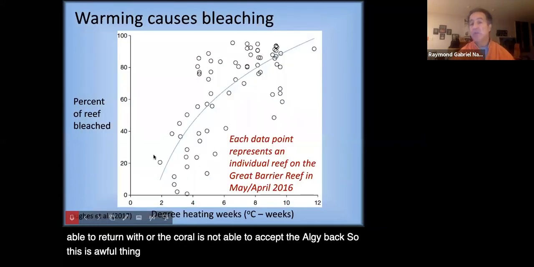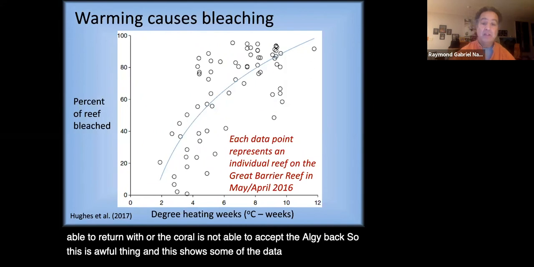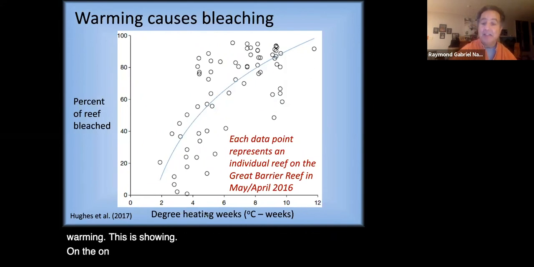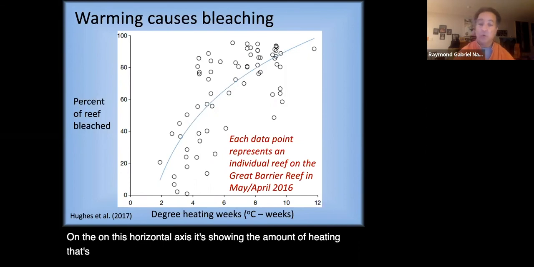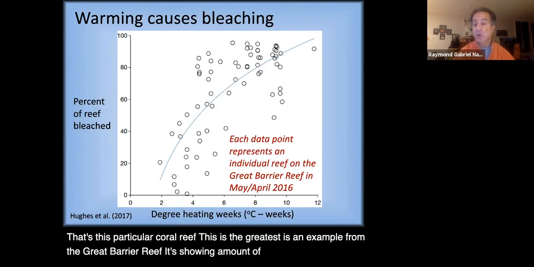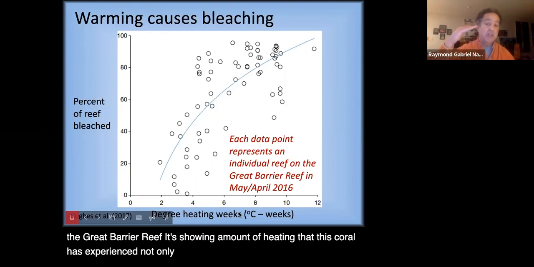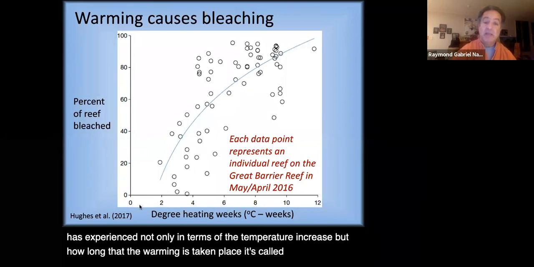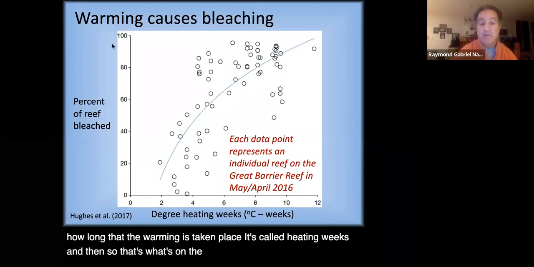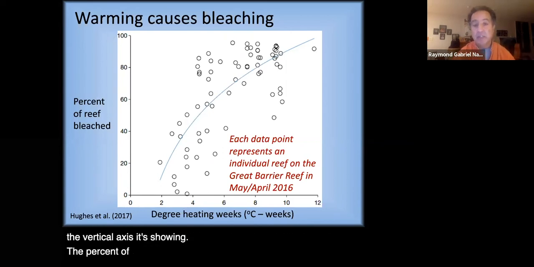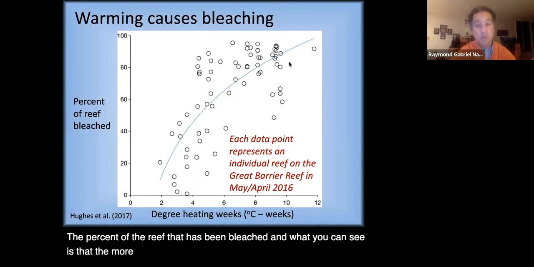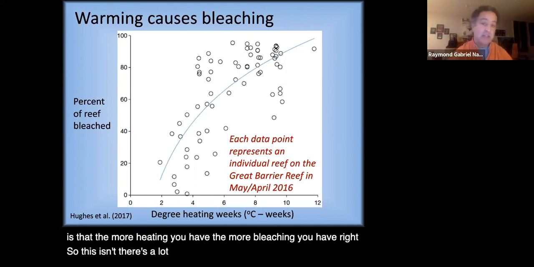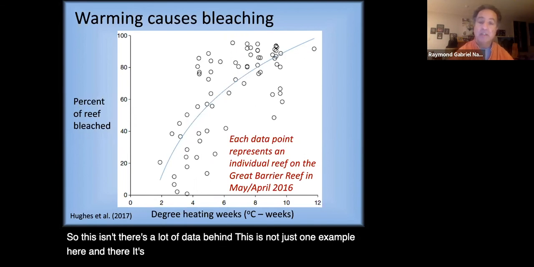And this shows some of the data behind the warming. This is an example from the Great Barrier Reef. On the horizontal axis, it's showing the amount of heating that this particular coral reef has experienced, not only in terms of the temperature increase, but how long the warming has taken place. It's called heating weeks. And then on the vertical axis, it's showing the percent of the reef that has been bleached. And what you can see is that the more heating you have, the more bleaching you have. So there's a lot of data behind this. It's not just one example here and there. It's pretty solid stuff that warming causes bleaching.